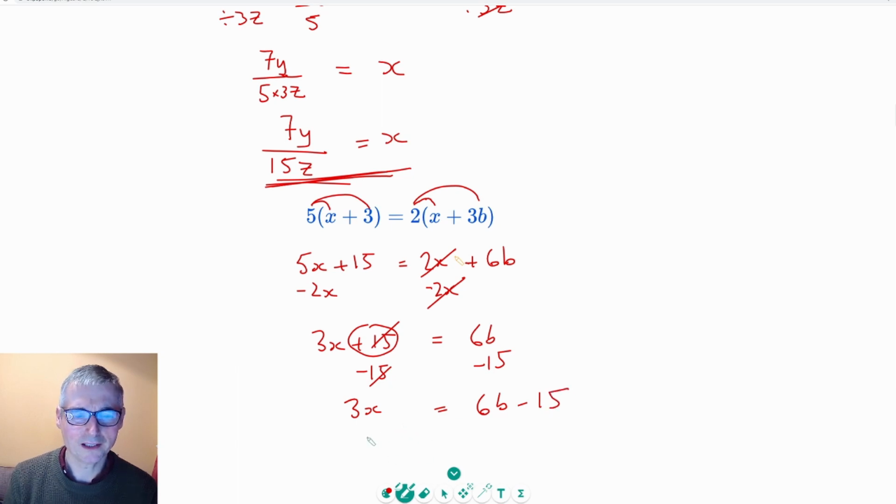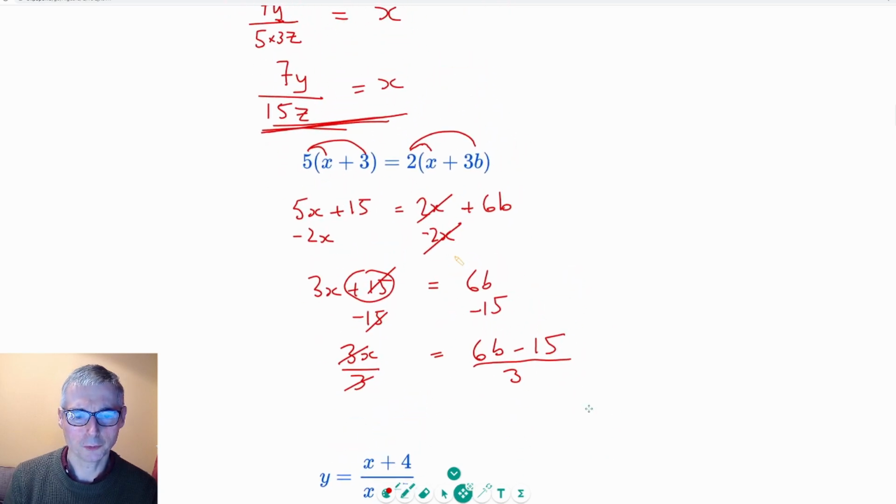And we've nearly completed it, but we've still got the 3 there that we need to get rid of. So because that's 3 times x, I'm going to divide by 3 because that would cancel. But again, the rule is I've got to do the same thing to both sides always. So that's going to divide by 3 there.